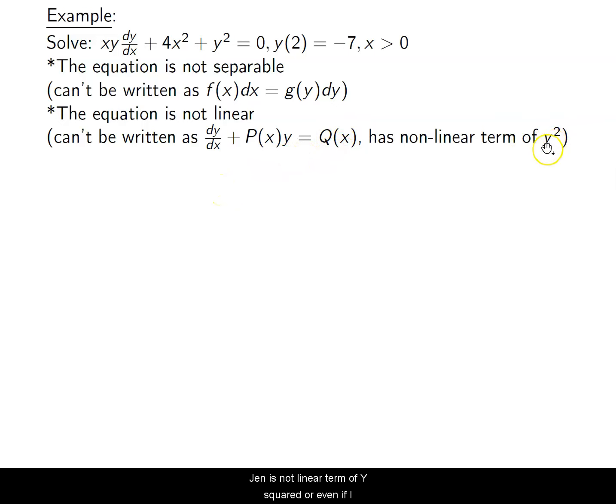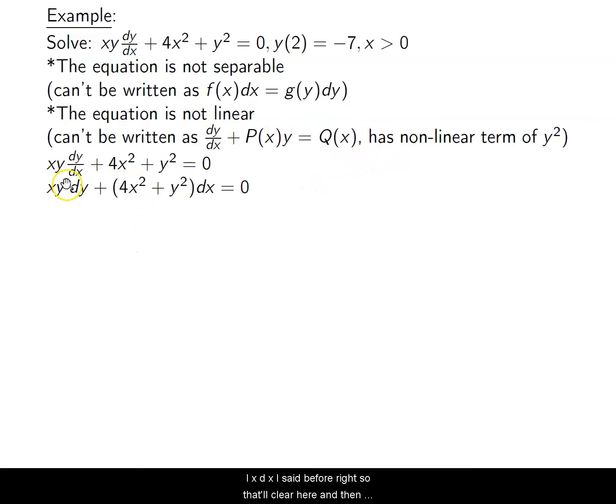Again, there's a nonlinear term of y squared, or even if I divide by y, I'd have a nonlinear term of 1 over y, right? And I would not have a qx term. I would not have a function that is only in x somewhere. So I take my equation, I multiply it by dx as I said before, right? So that'll clear it here, and then here both of these terms are multiplied by dx.